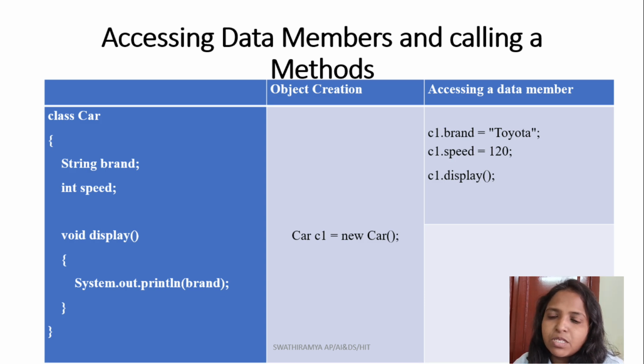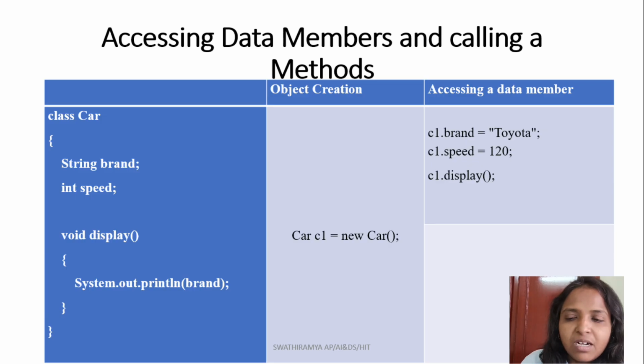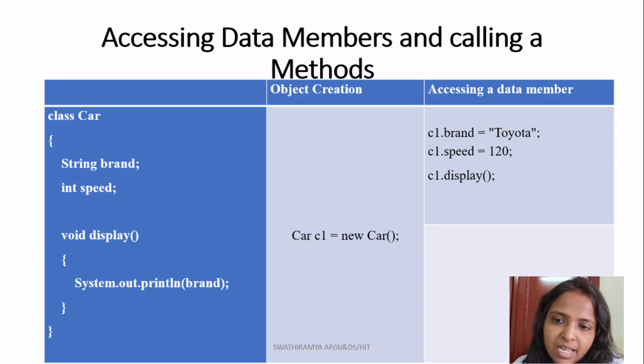Class name, object name is equal to new constructor, that is Car c1 is equal to new Car(). So how are we going to access this data and the functions using this object? How do we use this object in the class? For that you can see accessing a data member. Now our object is c1, right? The object that we have created is c1. That is the name of the object.